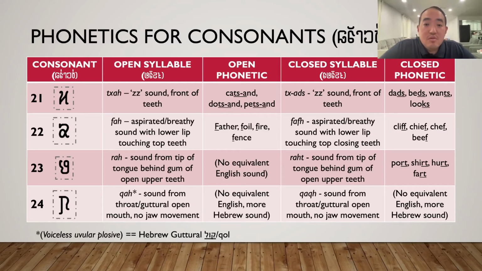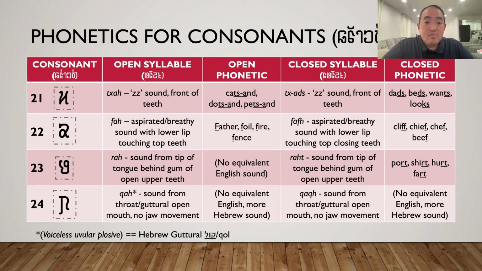For the closed syllable, it'll be tsats, tsats. You'll hear it in the ending sound of words like dads, beds, wants, or looks. Well, actually, looks might be a little bit different. And that's how you'll pronounce the closed phonetic word for za, zats, za, zats.